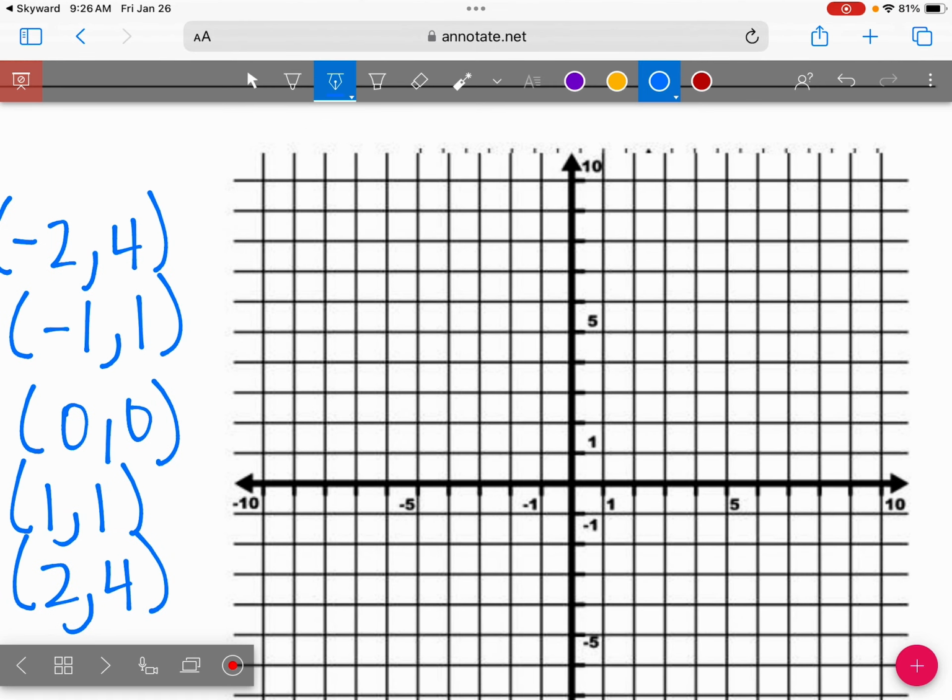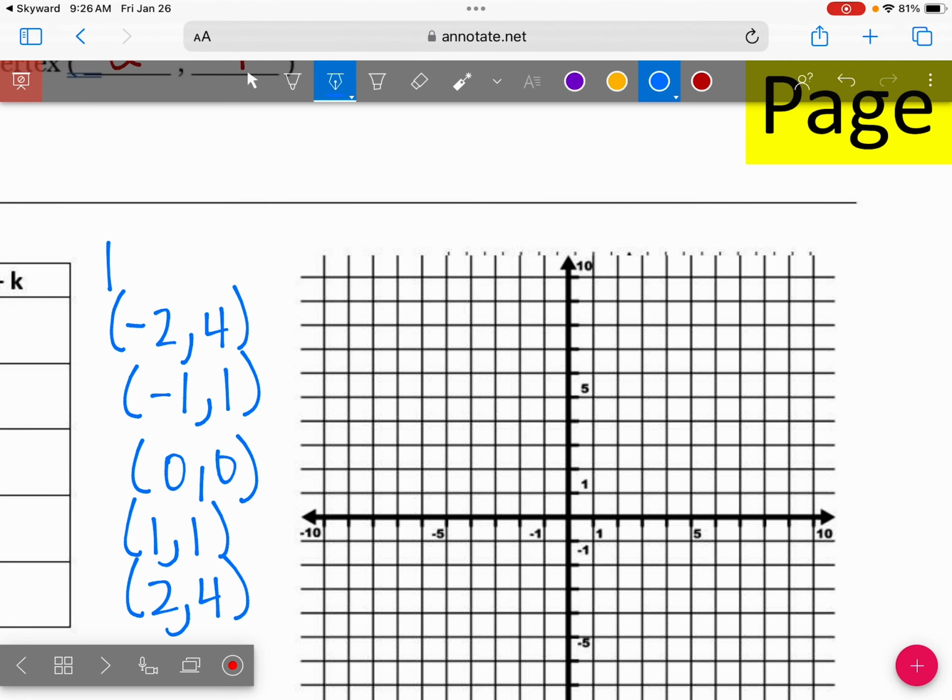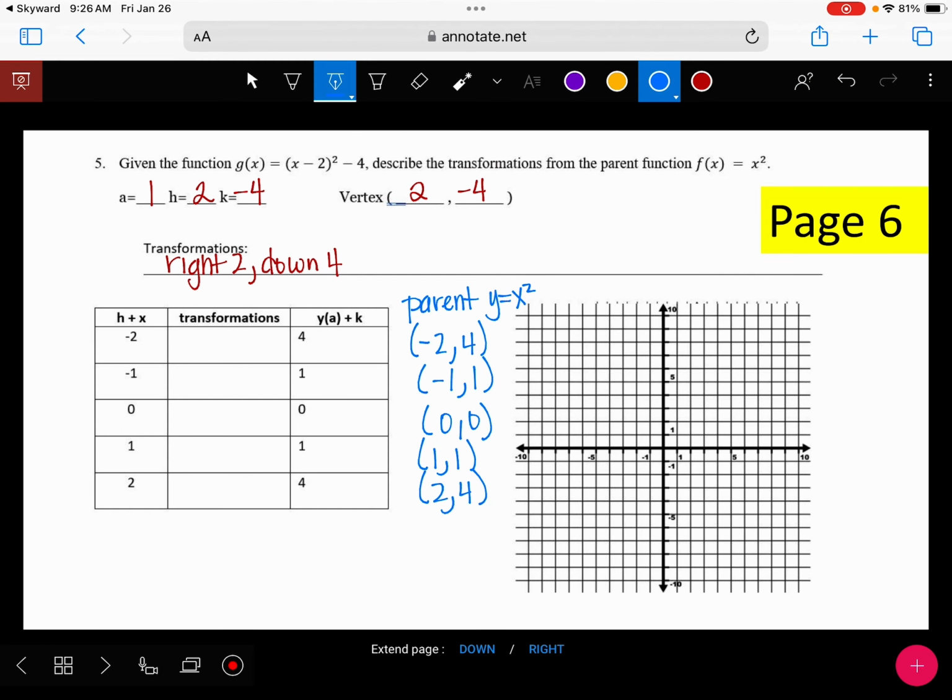And then we'll do our second parabola. But this represents the parent. Every graph has a parent, and the parent is just plain old y equals x squared. So we're going to graph these 5 points. And these are the same 5 points that you see here in this table. I just wrote it off to the side as ordered pairs. But these are the same points that we have here.